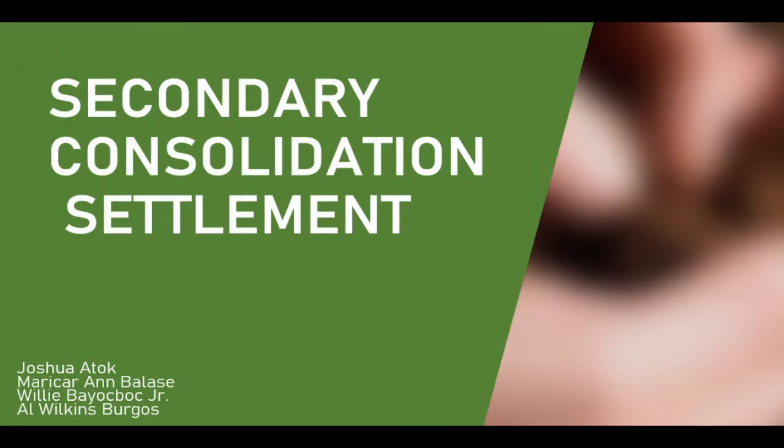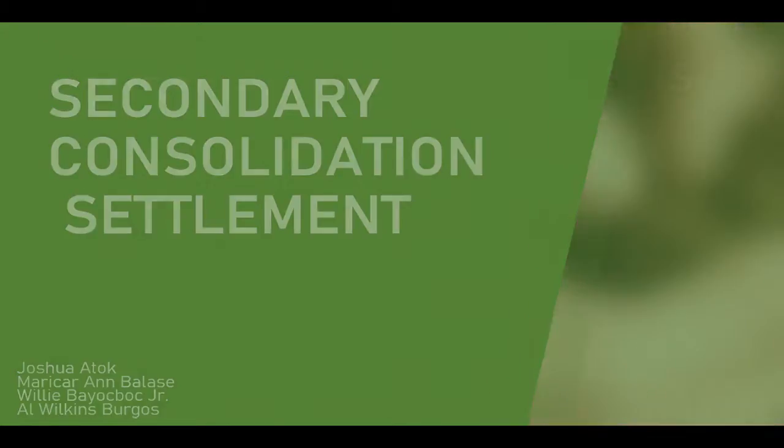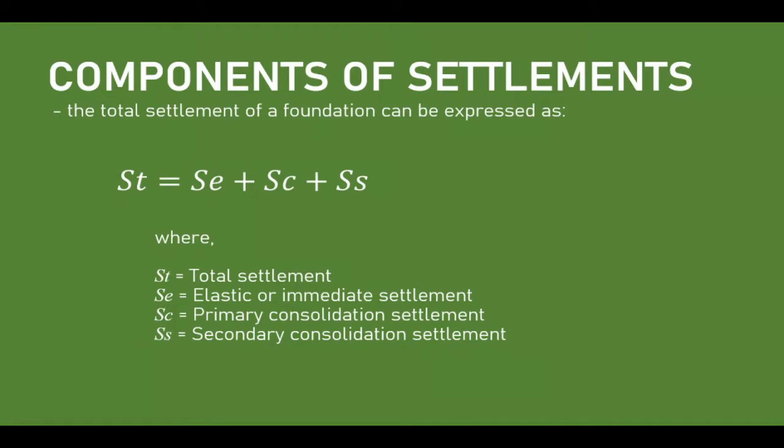First, we must look back from previous topics at the components of settlements. The total settlement of a foundation can be expressed as ST equals SE plus SC plus SS. ST is the total settlement, SE the immediate settlement, SC and SS the primary and secondary consolidation settlements respectively. So the total is the summation of SE, SC, and SS.